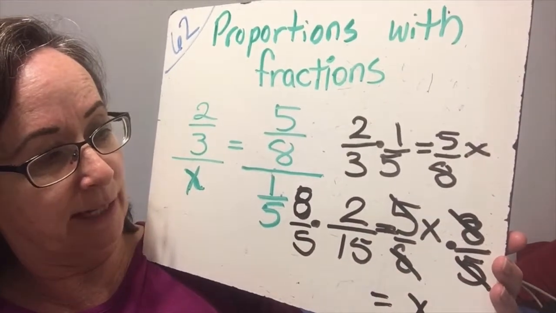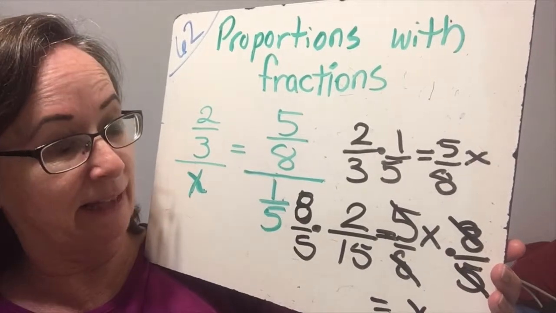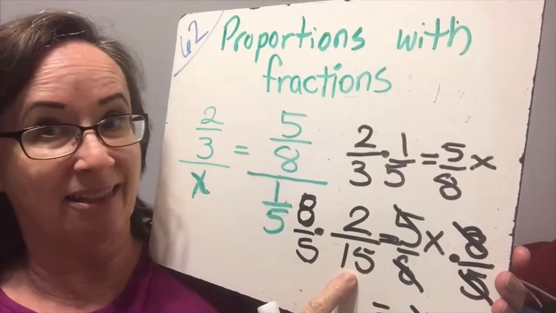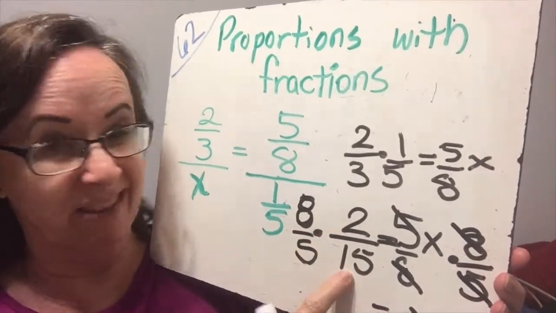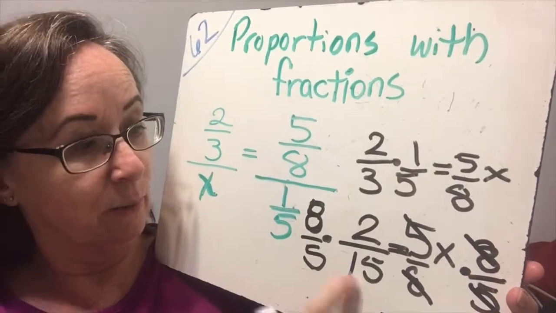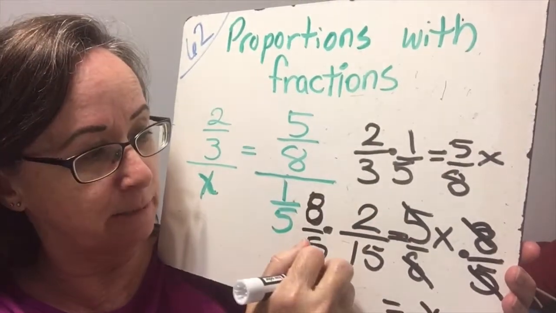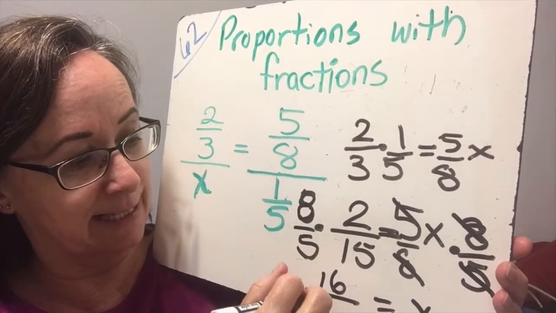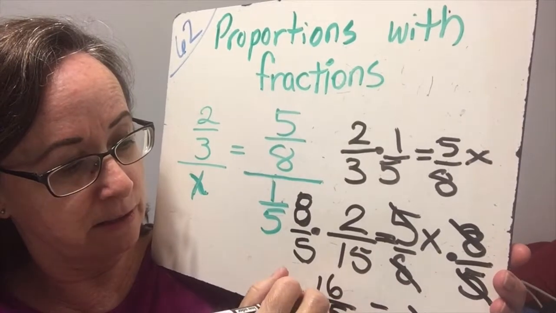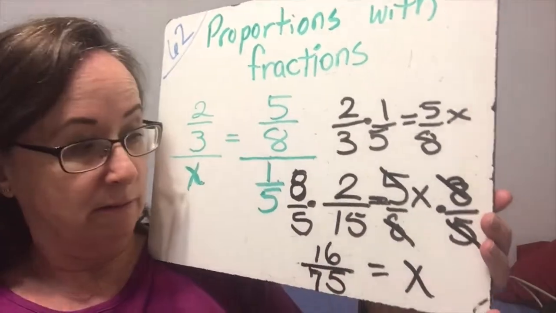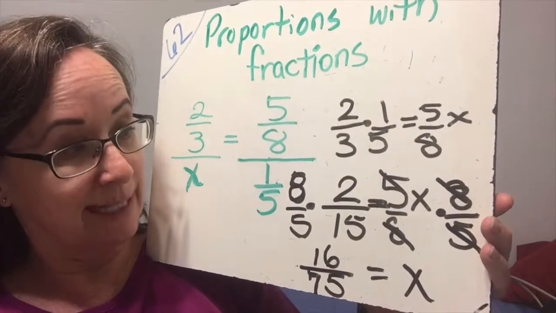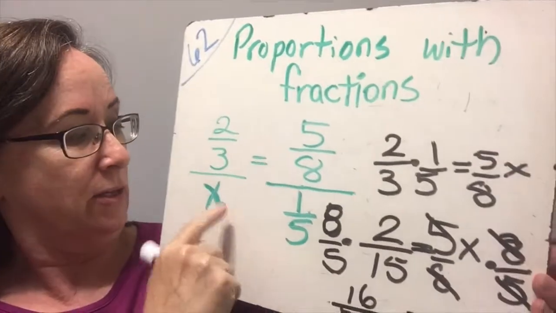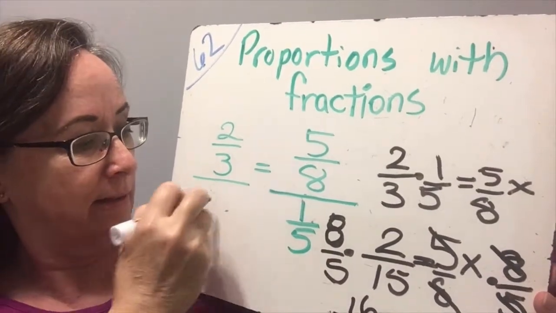And then over here, we start looking for, is there anything that will cancel? Well, 5 won't cancel with either one of those. The 15 has a 3, and it won't cancel with either one of those, and a 5. So we're stuck. We just have to multiply it. 8 times 2 is 16. 5 times 15 is 75. And that is our simplified answer. 16/75 is x.